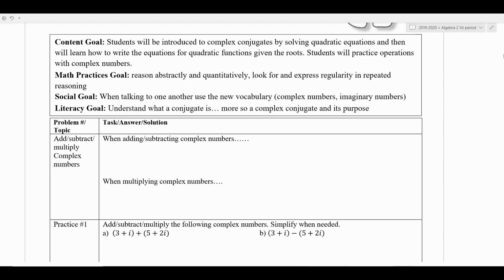Hello guys, welcome to our next lesson here. We're going to be talking about complex numbers. Specifically, we're going to be talking about the operations of adding and subtracting complex numbers and multiplying complex numbers.